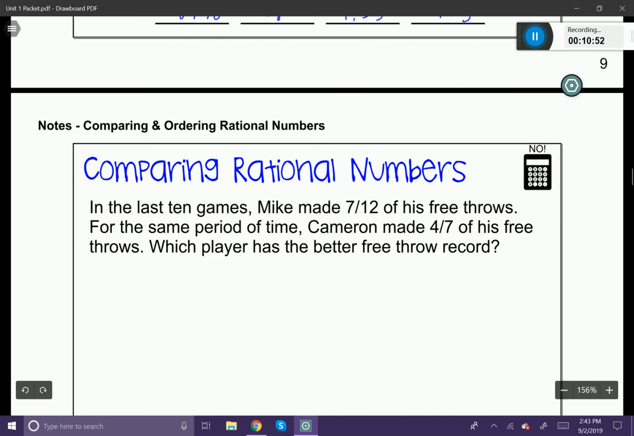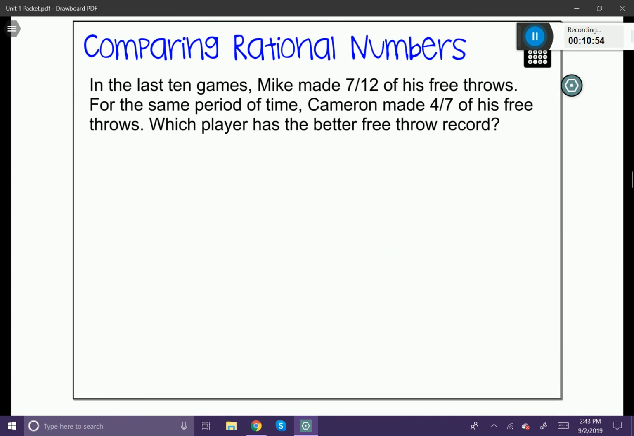All right. I have 2 word problems now. And what we're going to be doing is comparing these rational numbers. So in the last 10 games, Mike made 7/12 of his free throws. For the same period of time, Cameron made 4/7 of his free throws. Which player had the better free throw record?